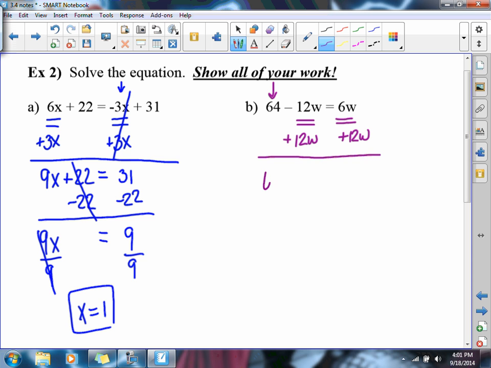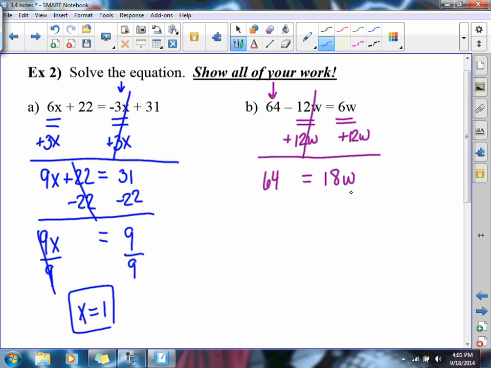So now the 64 drops down. The 12 and the negative 12 cancel. And then the 12 plus the 6w gets me an 18w. So now I have just my numbers on one side and my variables on the other, and I have a one-step equation now to finish solving.